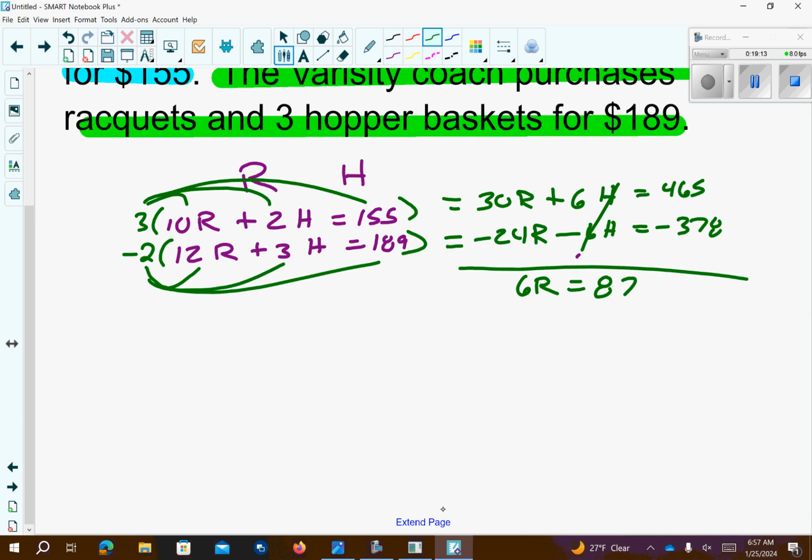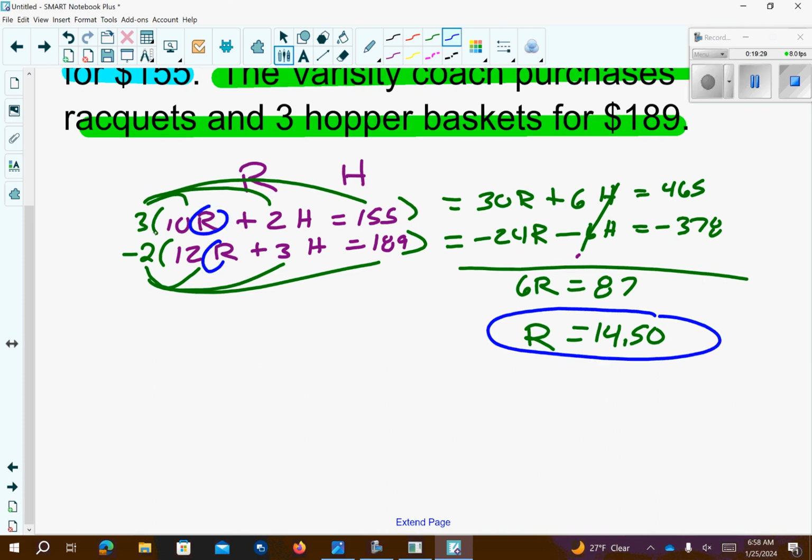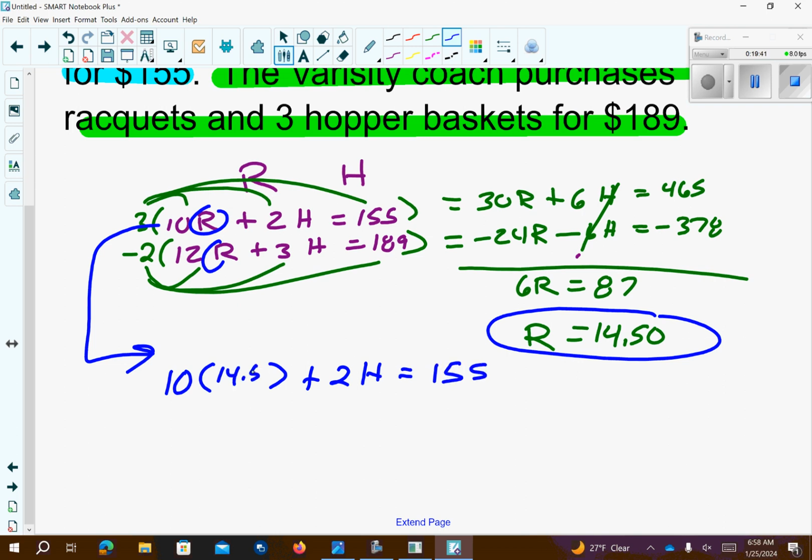Divide both sides by 6. So each racket is going to cost $14.50. That's a really good deal. So then I'm going to take this $14.50 and I'll plug it into either the top one or the bottom one. I'm going to pick the top one, the top purple one. So that was an R here. I'm going to replace that with our $14.50. So put the $14.50 in there.